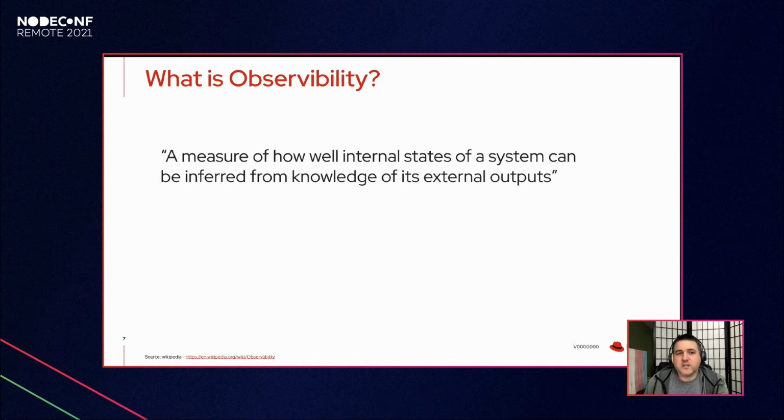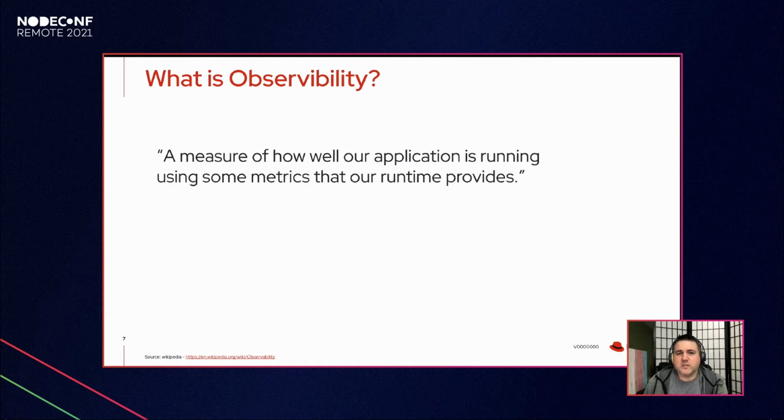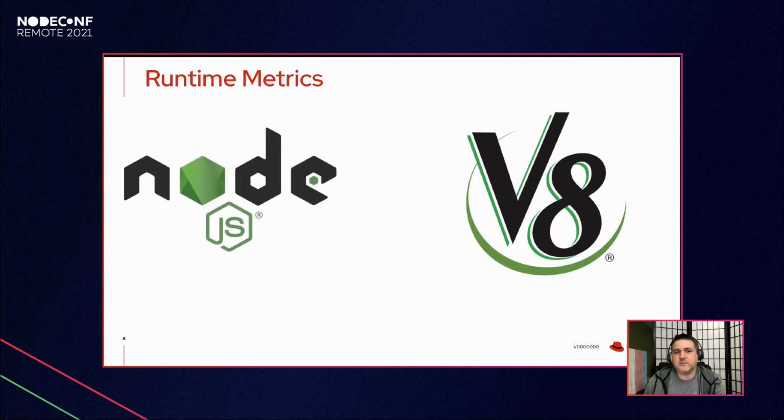Well, what does that mean exactly? So in the context of this talk, internal states will be the functions and other business logic that is being executed and processed in our application. And the external outputs are the things that we want to look at or observe to see if everything is running as we expected. So we can rewrite this as a measure of how well our application is running using some metrics that our runtime provides.